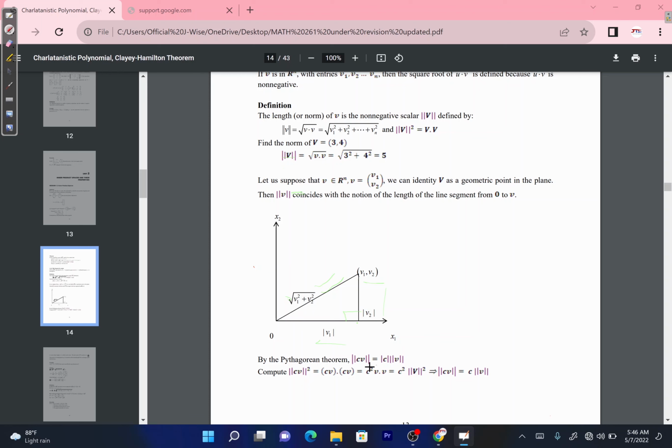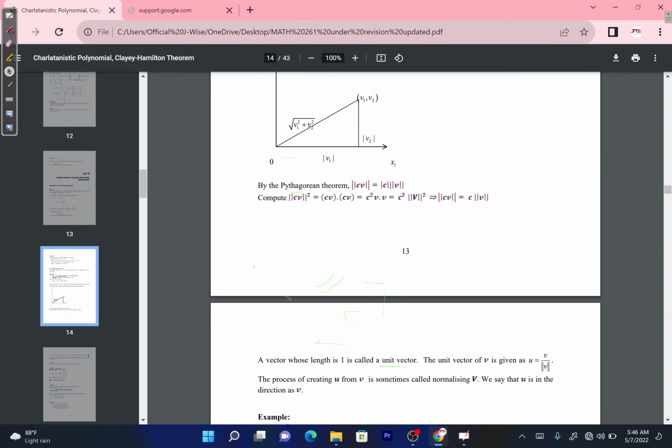So from Pythagoras theorem, when you have a product of a scalar c and a vector v, the norm is the same as the absolute value of c times the norm of v.